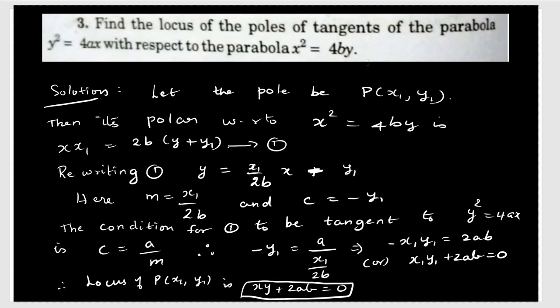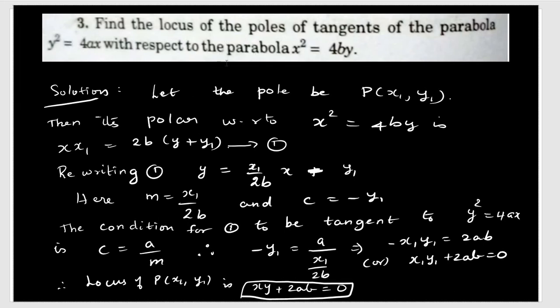When you write the polar, you have to be careful with respect to which curve we have to write the polar. In this case, with respect to this parabola only, we have to consider the polar. That is obtained in this way: x x1 is equal to 2b into (y plus y1). Name that as equation 1. Now we rewrite this in the form y is equal to mx plus c. So here we see that m is this and c is minus y1.